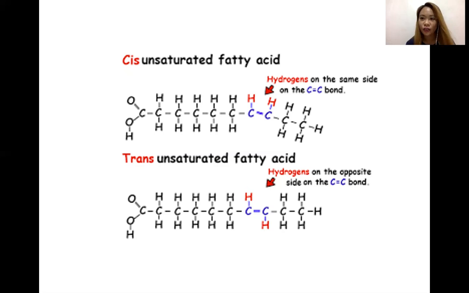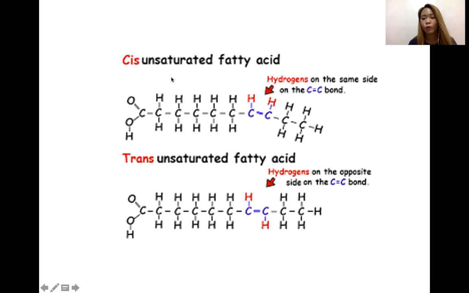Again, for saturated fatty acids, all throughout is single bond. For unsaturated fatty acids, there are double bonds found along the hydrocarbon chain. If it's only one double bond, then we call it a monounsaturated fatty acid. But if there is more than one double bond found along the hydrocarbon chain, then that is a polyunsaturated fatty acid. Now, if it's a cis unsaturated fatty acid, it means that the hydrogens are on the same side. Whereas when it comes to your trans unsaturated fatty acid, your hydrogens are on opposite sides of each other.